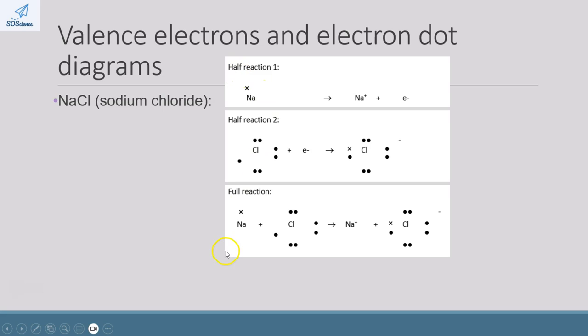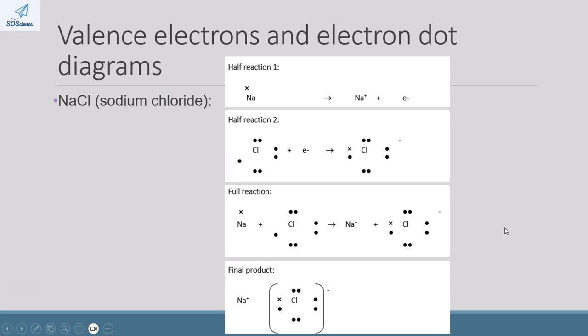So I'm copying the Na with its 1 valence electron plus Cl with its 7 valence electrons, and that forms Na+ and Cl-. The Na+ does not have any valence electrons around it. It has given up its valence electron in order to have a full outer energy level. And the Cl- now has 8 valence electrons around it. It has a full outer energy level.